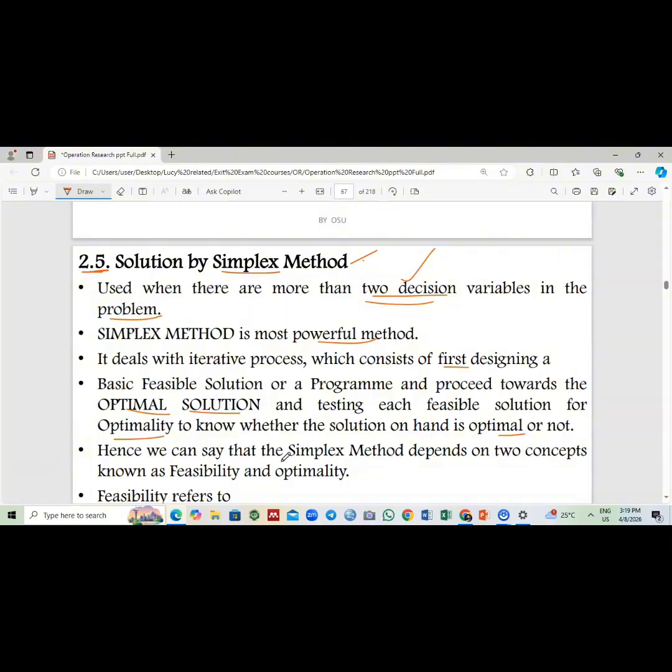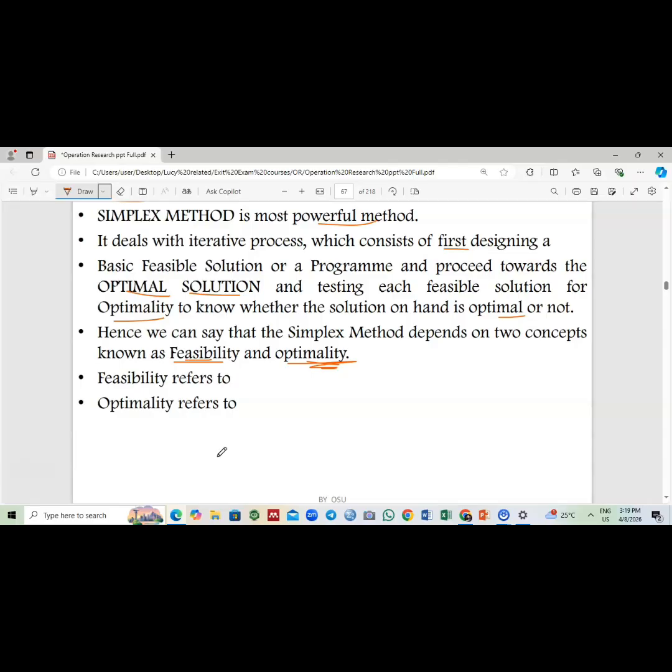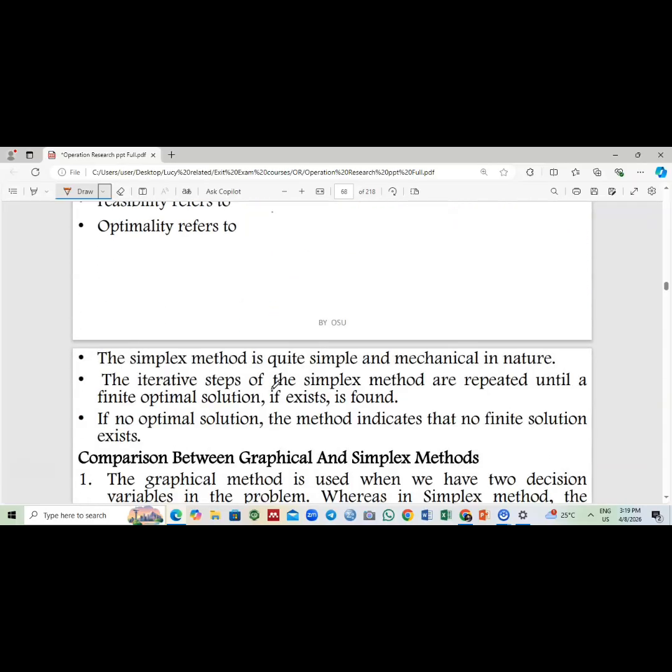So hence we can say that the simplex method depends on 2 concepts known as feasibility and optimality. Two things: feasibility and optimality. Now feasibility and optimality are different. When we say feasible solution, it can be a range of values. When we say optimal, among them we take the most optimum solution. So feasibility and optimality are quite different. In the simplex method, first we have to identify the basic feasible solution. After that, it can develop toward the optimal solution.